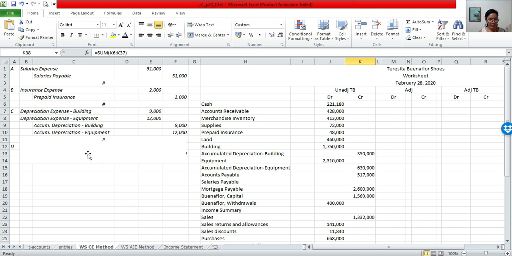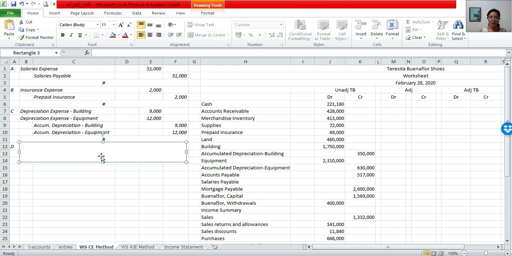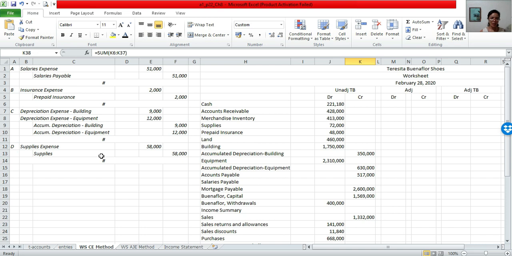So we have supplies on hand at month end. If we take a look at our supplies, we basically have a balance of 72,000 and only 14,000 of that remains on hand at month end. So that means that the remaining 58,000 has already been consumed. So to recognize the consumed supplies, we will of course debit supplies expense for 58,000 and credit supplies for another 58,000. So again, if you got that one correctly, that is 1 point.